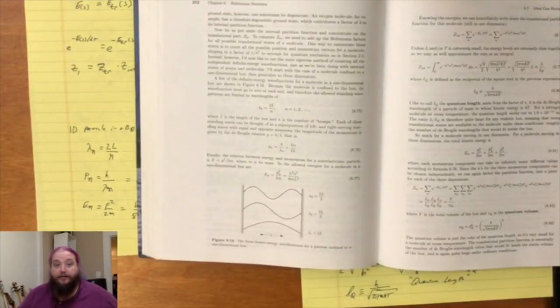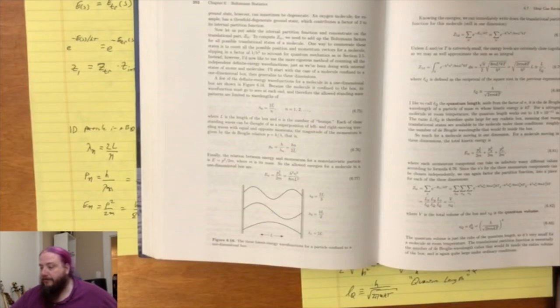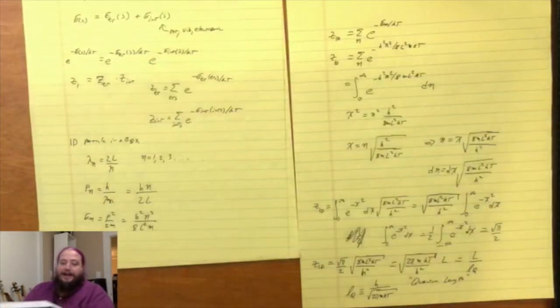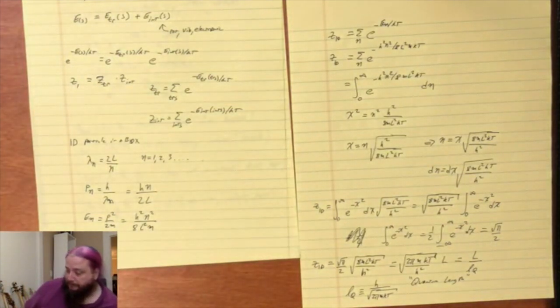So in other words, it's something like the number of particle waves that you could stuff in here, or the number of places you could put a particle in that space. All right.